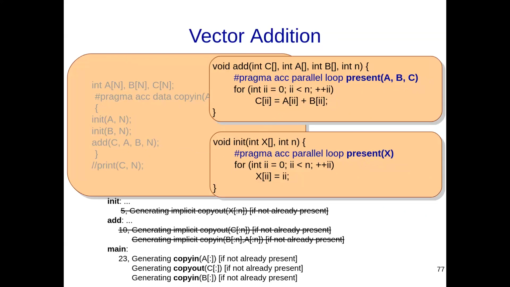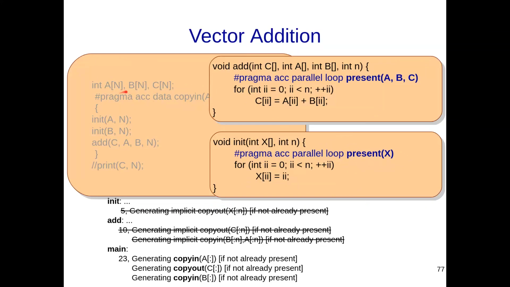However, we have to be a little careful about this present clause. If the programmer specifies the present clause, then the compiler will not generate code for checking if it is already present or not. As can be seen, these get removed from the compiler output as soon as I specify the present clause. So this is the advantage. Otherwise, the compiler will still generate code to check whether X is present on the device, which we would like to avoid, because we have already taken care of that in the data clause. Okay, so let's look at the flow again.